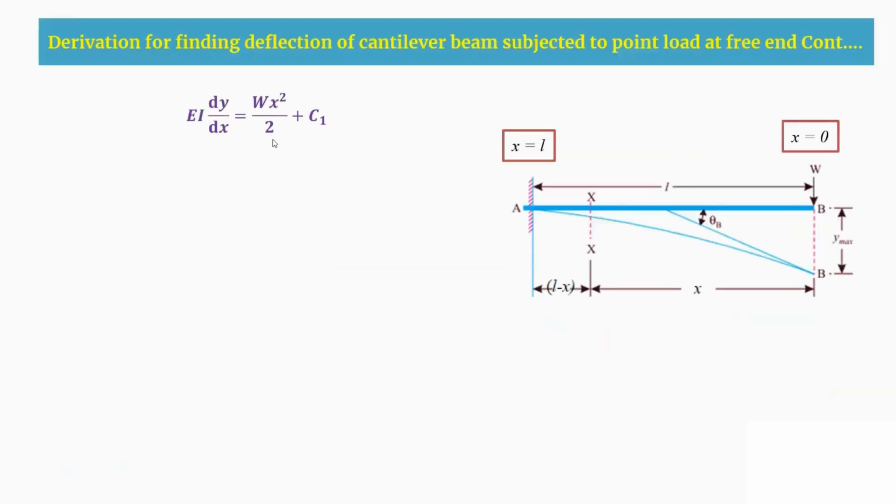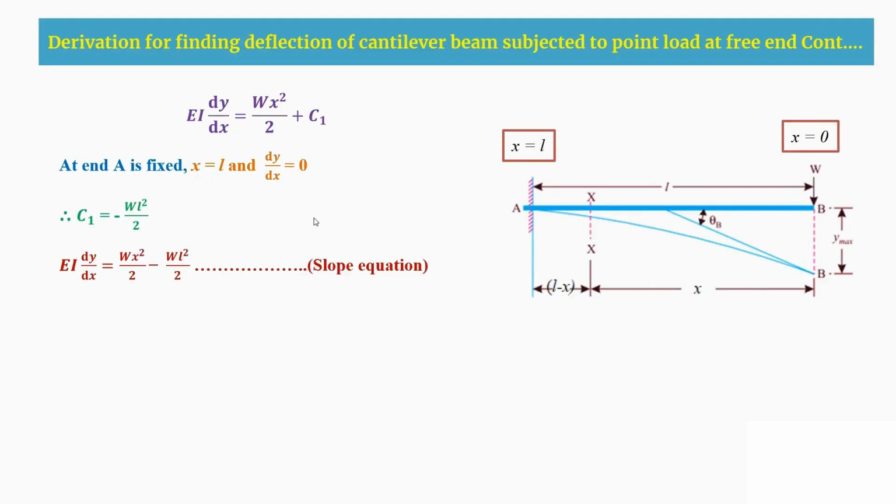After getting that equation, we are going to find this constant C1. To find the constant C1, we are going to use the boundary conditions. The boundary condition is at x equals L, the slope equals 0, that is dy by dx equals 0, since the support is a fixed support. By substituting the above, I got C1 as minus WL square by 2. So we substitute this C1 in the above equation. Therefore, we get EI dy by dx equals Wx square by 2 minus WL square by 2.